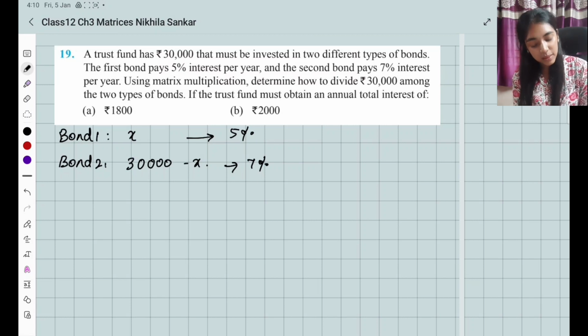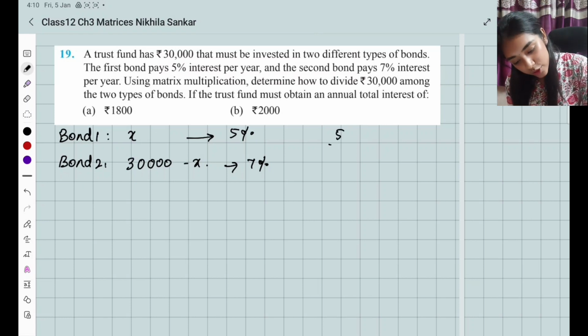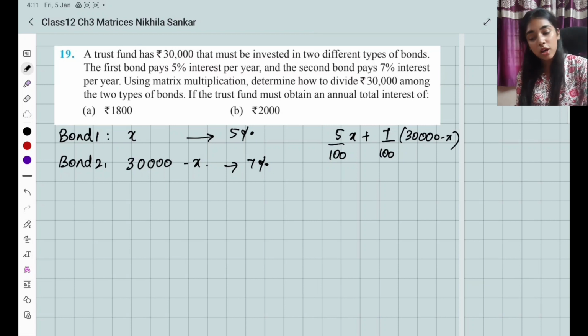Using matrix multiplication, determine how to divide 30,000 among the two types of bond. If the trust fund must obtain an annual interest of this amount, how are we going to obtain it? So basically this is going to be 5% of X plus 7% of 30,000 minus X. This is how we normally solve it. Now, how are we going to solve this using the matrix method?